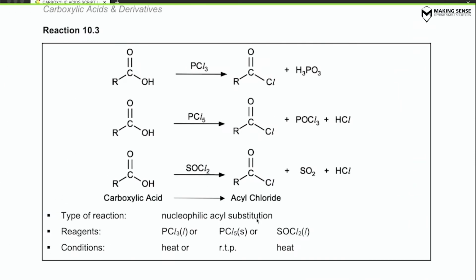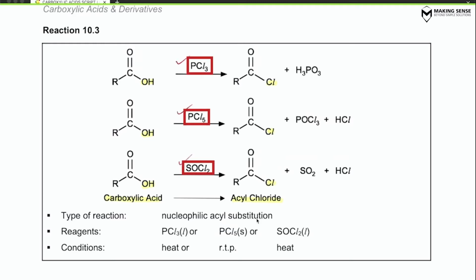Alright guys, now let's take a look at reaction 10.3. I think we're not going to go into the mechanism, but we're going to look at before and after. The idea is to change carboxylic acid into this substance called acyl chloride. Now you can see the OH is going to change into the corresponding chlorine, and there are several reagents to do this, which is very similar to what we learned in hydroxyl compounds. We have PCl3, PCl5, and SOCl2.